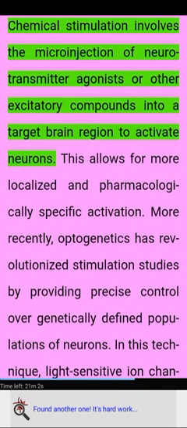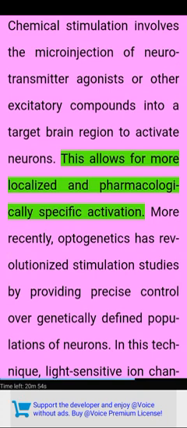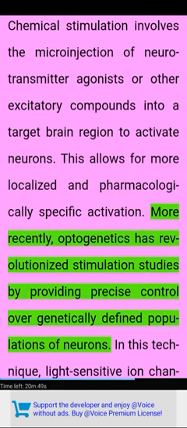Chemical stimulation involves the microinjection of neurotransmitter agonists or other excitatory compounds into a target brain region to activate neurons. This allows for more localized and pharmacologically specific activation. More recently, optogenetics has revolutionized stimulation studies by providing precise control over genetically defined populations of neurons.